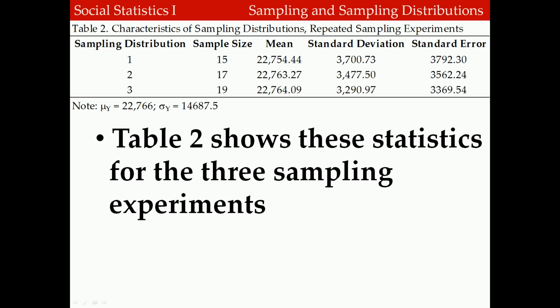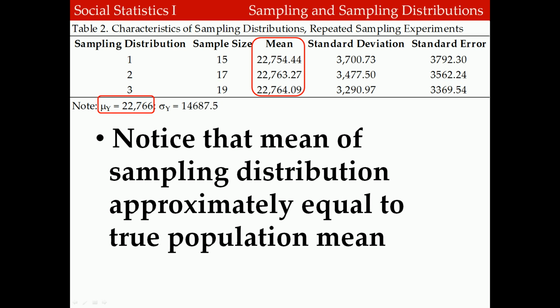And so here's a table showing some of the characteristics of the sampling distribution for those three sampling experiments that we ran. Notice that this column shows the means of the sampling distributions. Looking at the sample means, we can see that they're very close to the true population mean. For example, the mean based on samples of size 15 is 22,754.44. Recall that the true population mean is 22,766. So notice that they're very close in value.